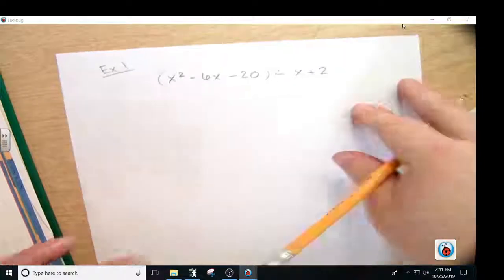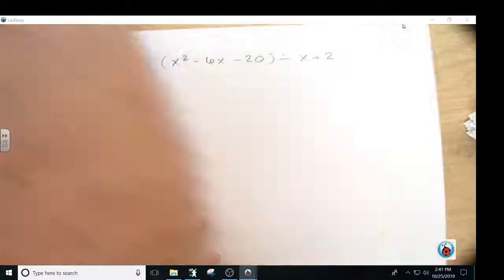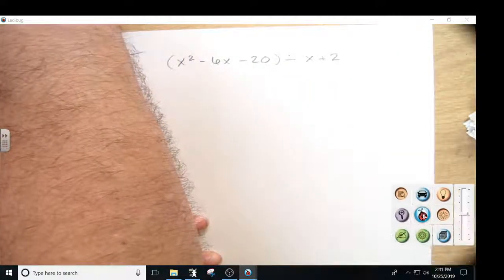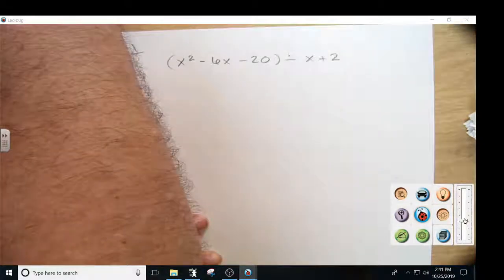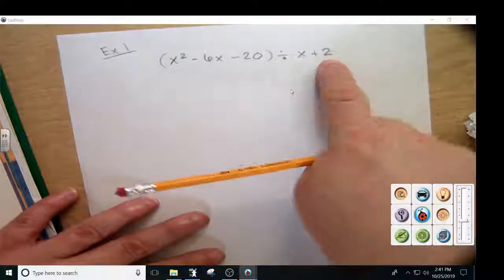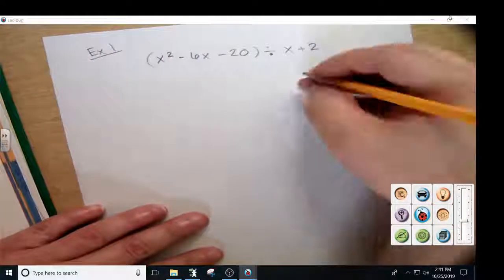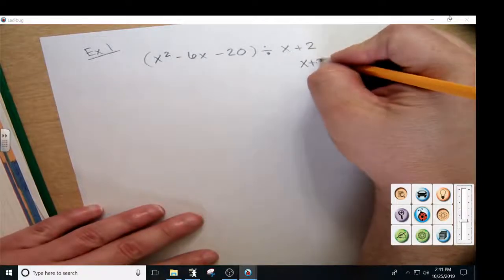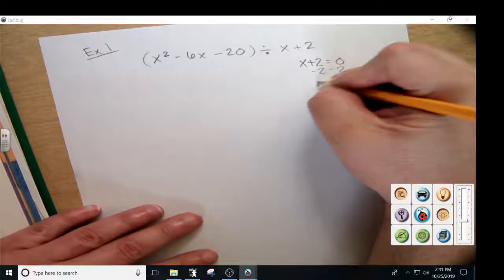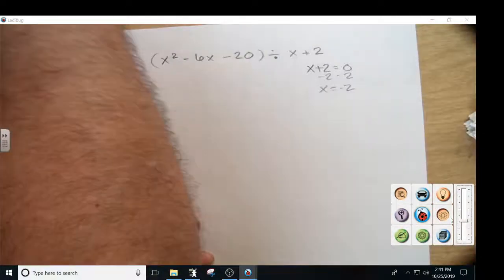Okay, first thing, let me dim this thing down just a little bit. All right, first thing you need to do is take your divisor and set it equal to 0. Solve for x. So x equals negative 2. Now this number is important. I'm going to show you why here in just a sec. But we need that number.